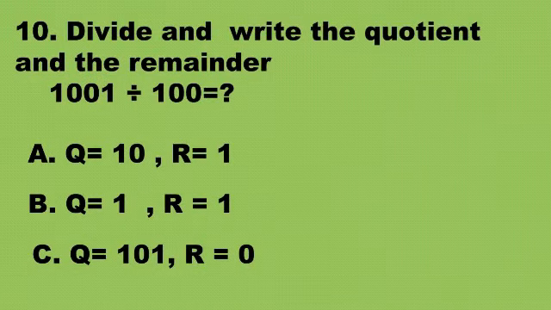It is our last question. Divide and write the quotient and remainder. See, 1001 divided by 100. So here you have to divide 1001 by 100, and write the quotient and remainder. I have mentioned quotient by small q and remainder by capital R. In the options, first option q equals 10, r equals 1. Option B, q equals 1, r equals 1. Option C, q equals 101 and r equals 0.